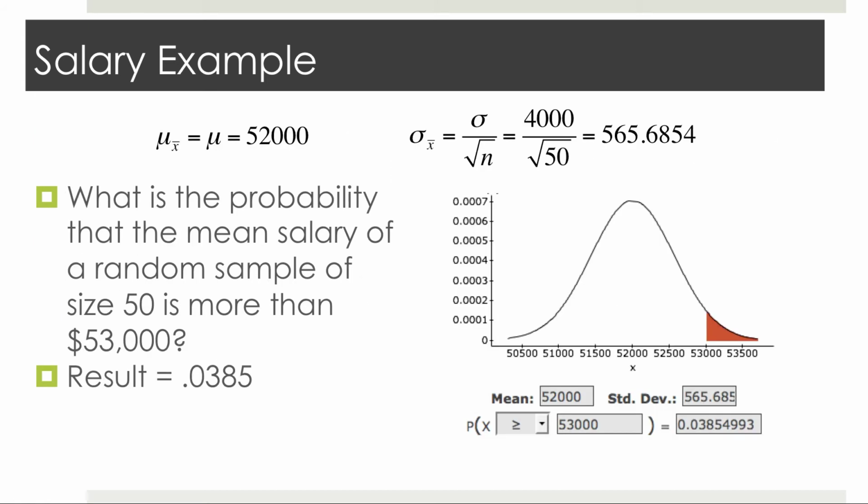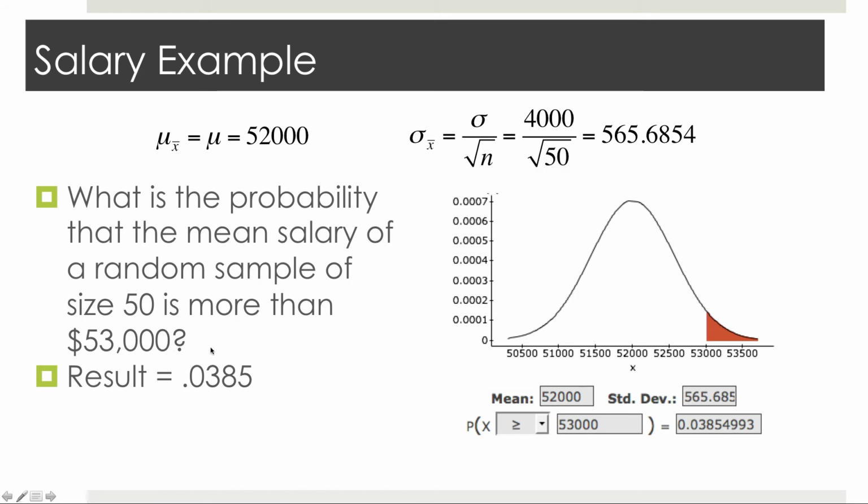At this point, we have a couple of choices. As we've seen in previous videos, we can compute the z-score for $53,000 and see how many standard deviations that is above 52,000. And then using a standard normal curve, either tables or technology, we could compute the probability of that z-score being at least that high.